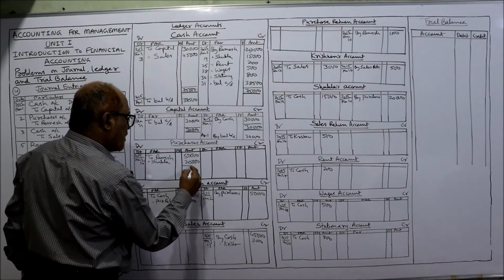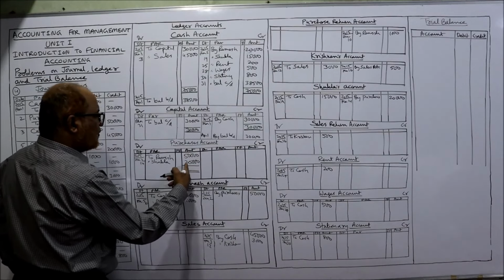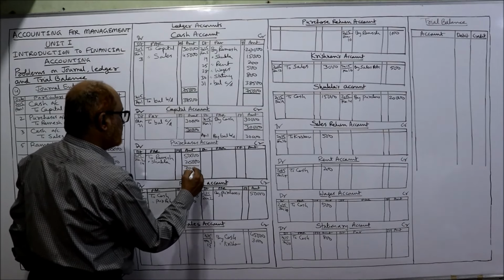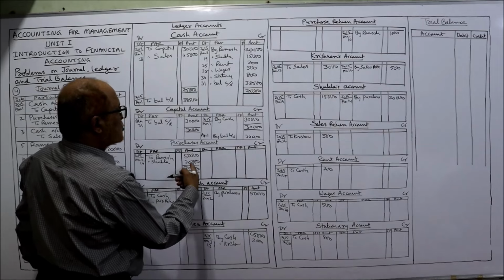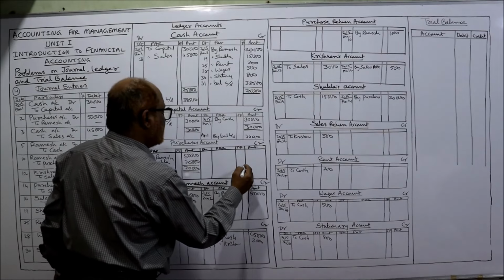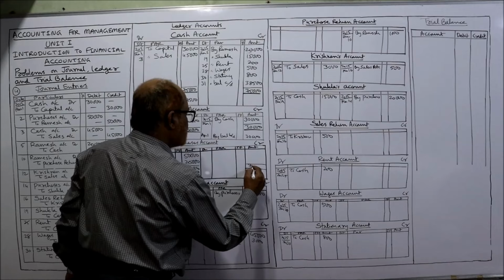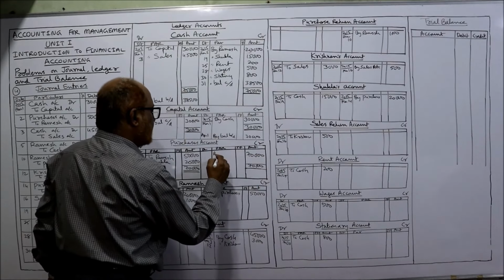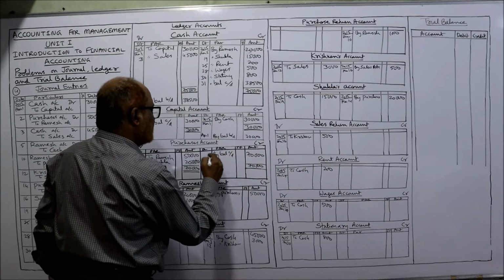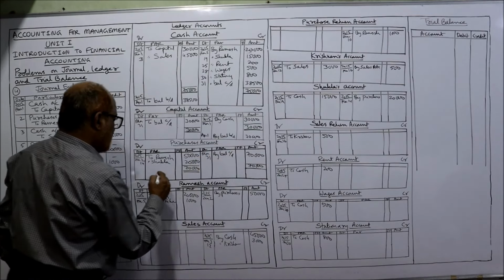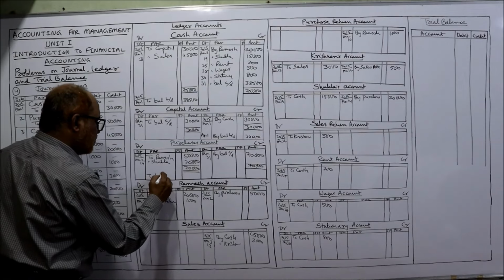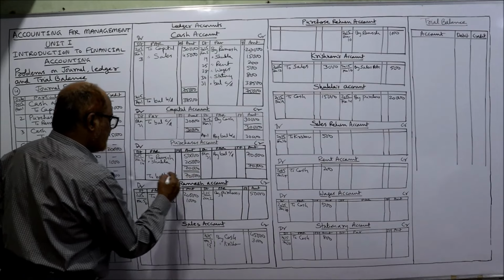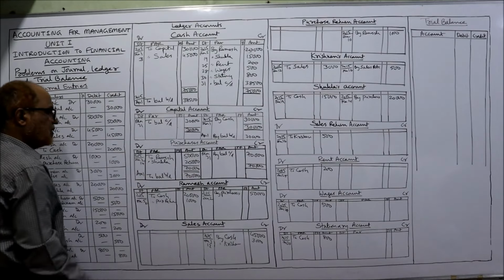Now purchases account. Purchase account 50 plus 20 is 70,000. Shukla it is 20,000. So 70,000. Here also 70,000 by balance carried down. This is March 31st. Now here to balance brought down 70,000. This is April 1st. That's all.